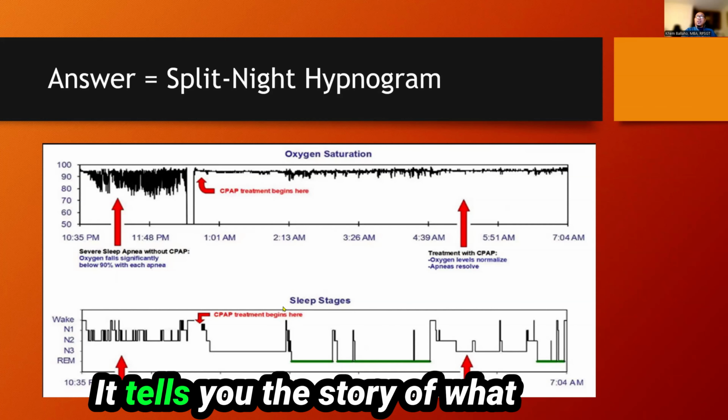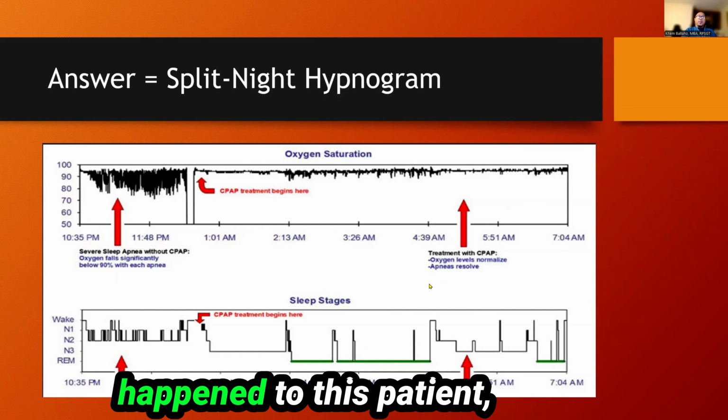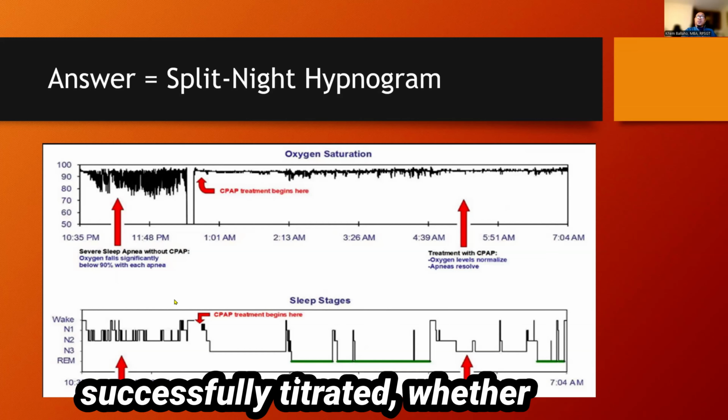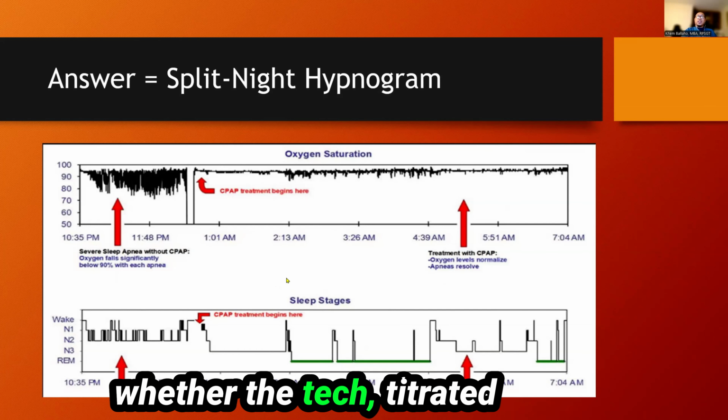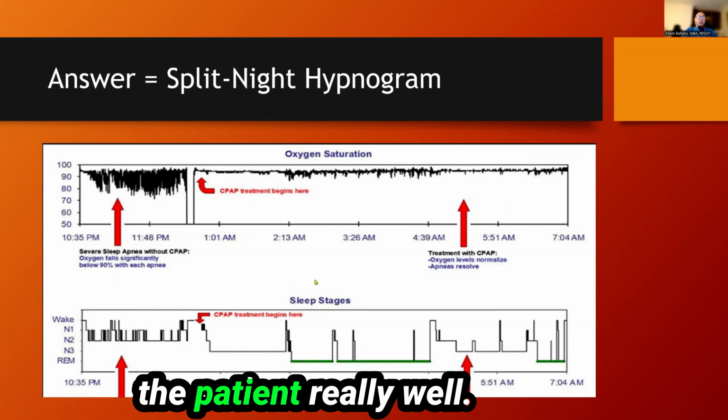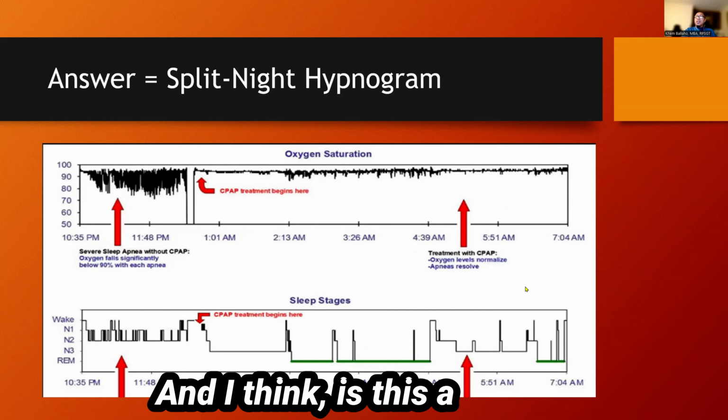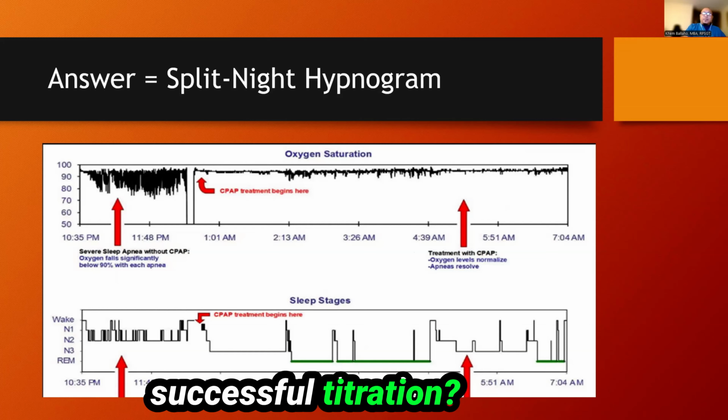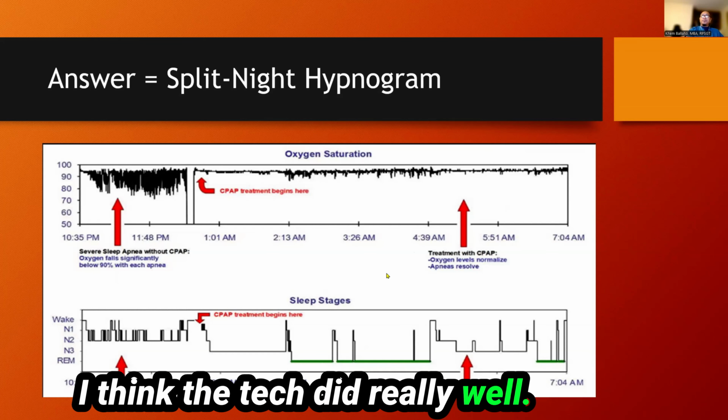it tells you the story of what happened to this patient, whether this patient was successfully titrated, whether this patient was severe, whether the tech titrated the patient really well. And I think, is this a successful titration? I think the tech did really well.